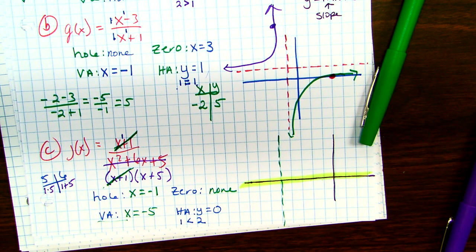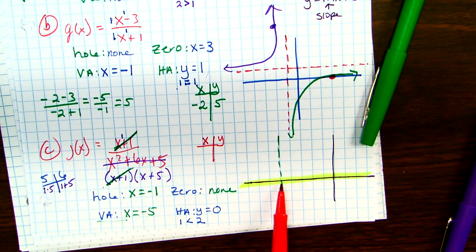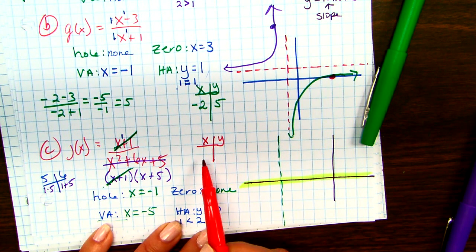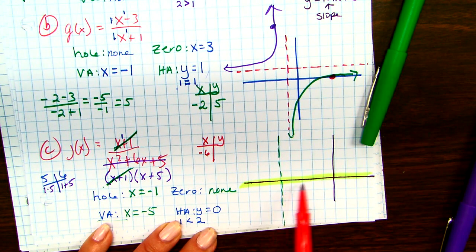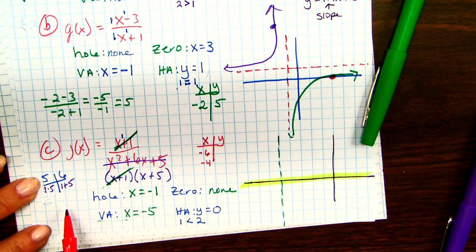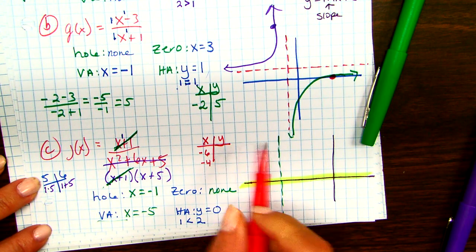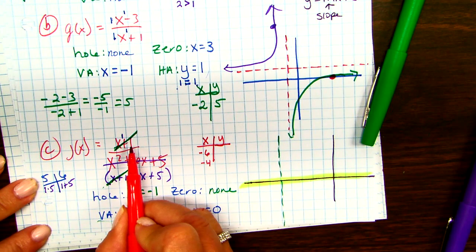Okay, so I'm going to do an XY chart. And I'm going to pick a number to the left and to the right of this vertical asymptote, just like we did before. So I'm going to pick to the left, which would be -6, and to the right, which should be -4. So with the -6, I get -6 plus 5. I'll just write some work right here. -6 plus 5 is -1.